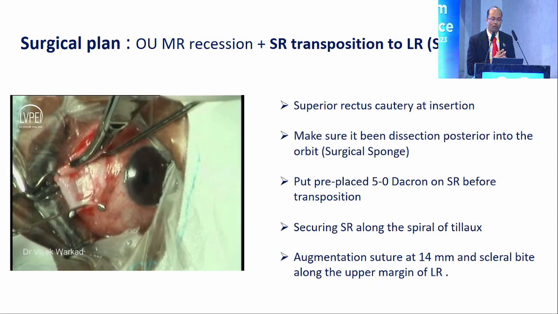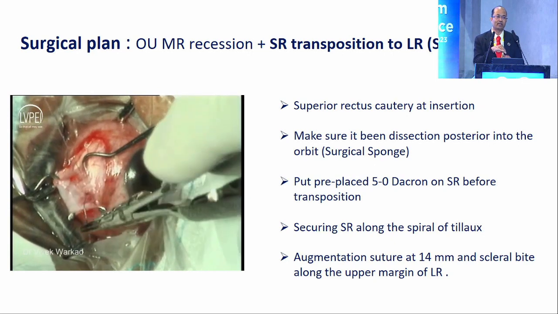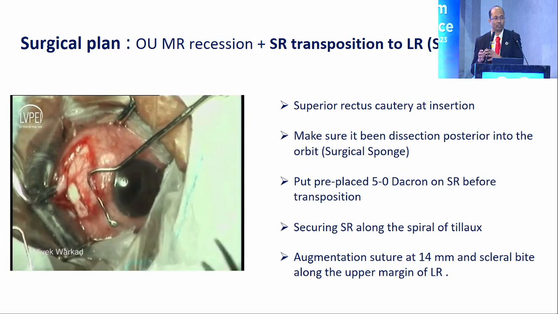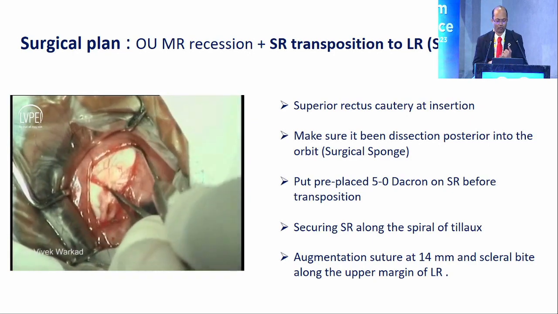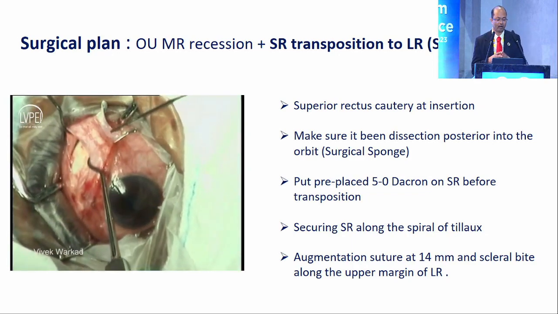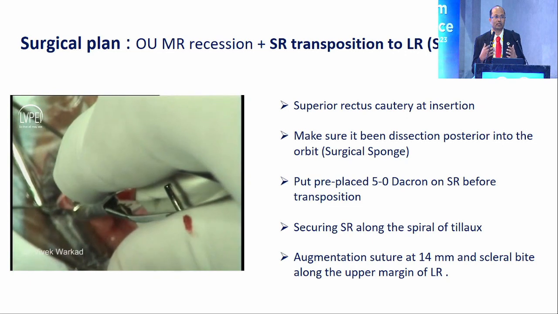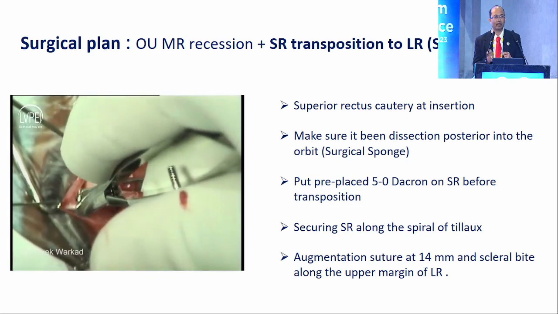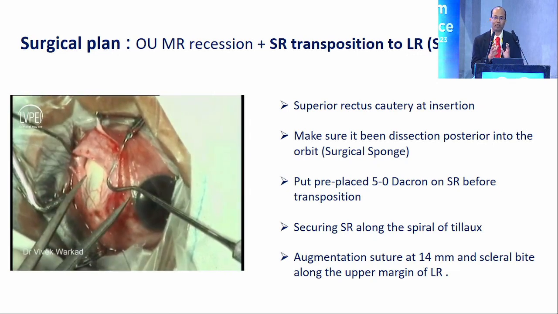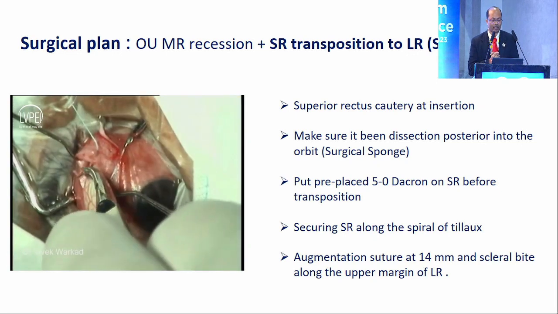Then once you isolate or separate the superior rectus, you need to dissect posteriorly within the orbit so that it can be easily transposed to the lateral rectus. This is a very simple but very effective tip for the novice surgeon. Then again, the pre-placed Dacron sutures. Now you can appreciate here, I'm trying to put a pre-place. If you are an expert and do more surgeries, you would do this simultaneously, catching both the muscles, giving a scleral bite and taking the suture properly. But you can always keep it as a pre-place so that you can do it in a very precise and systematic way.